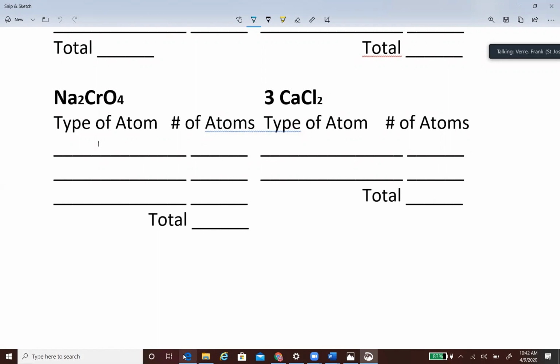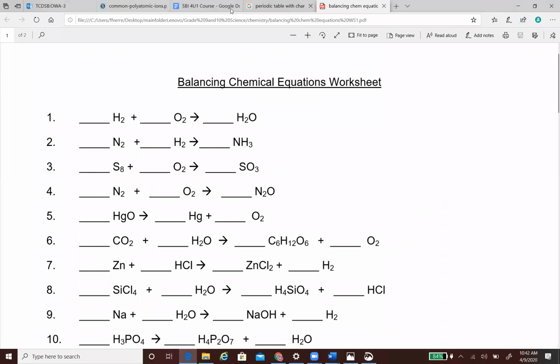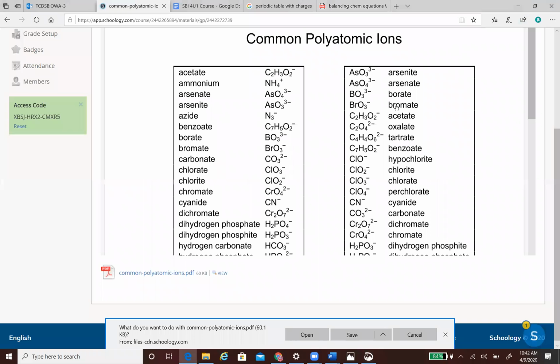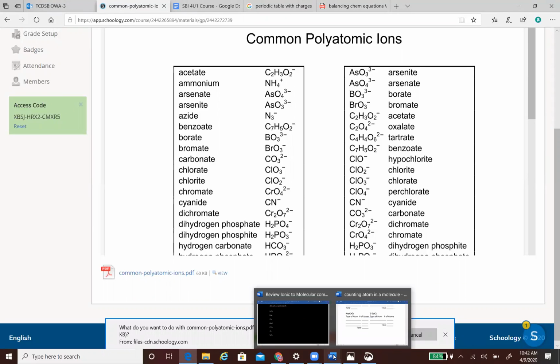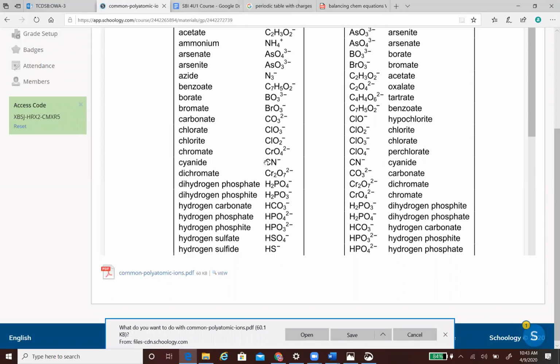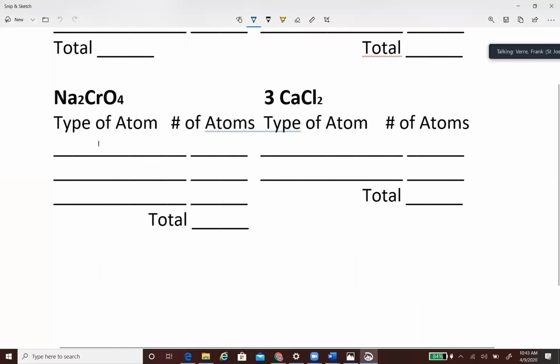Okay. What's that? Well, if I go back to the polyatomics, I told you that there's a lot of these you're not going to come across, right? But eventually you're going to see enough of them where you're just going to remember. So CrO4, if I look at my list, CrO4 is chromate right over here, okay? So that tells me that this is chromate.